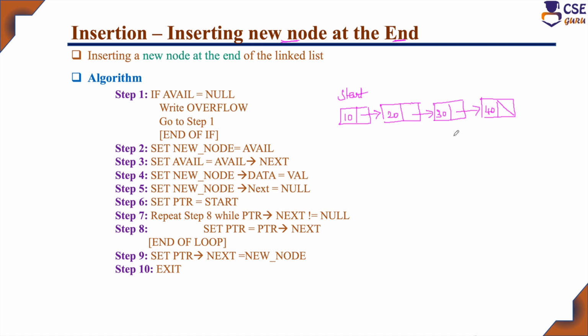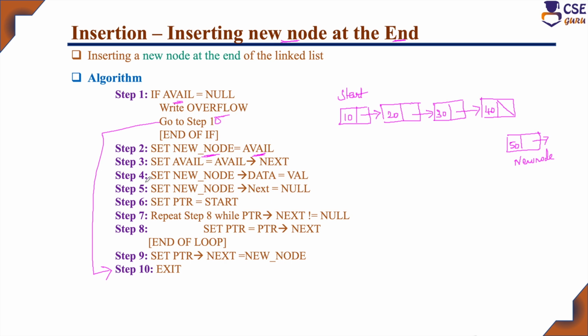So the first three steps are common for all the insert operations, as I already said. If AVAIL is equal to null, available memory space is null, in the sense write overflow, go to step 10, okay, go to step 10 and then exit. If memory is not available, you cannot perform the insert operation. If memory is available, then for that new node you make the availability of memory. This is the new node. I want to insert 50, okay, and for its next pointer also you have to allocate memory space, okay.